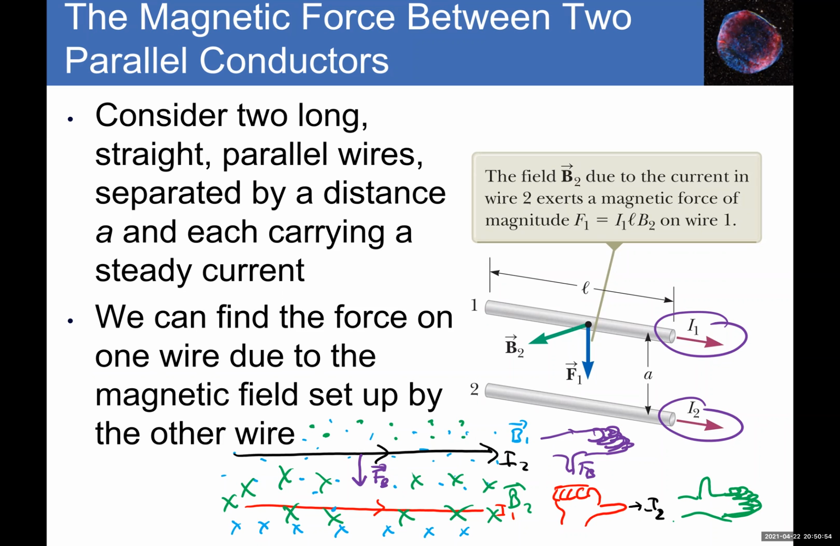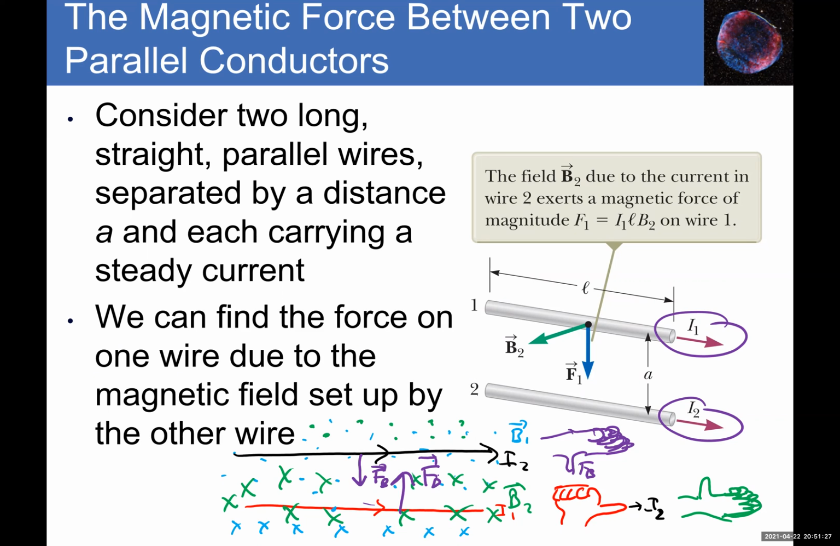Again, you can see your fingers are in the direction of current 1, which is to the right. Then you curl your fingers into the page, and your thumb will point upward. That means there's going to be a magnetic force toward current 2 acting on wire 1. That means there's going to be an attractive force between those two. If the wires have opposite direction currents, the force will be in the opposite direction. That means it's going to be repulsive, which you can again figure out using the right-hand rule.